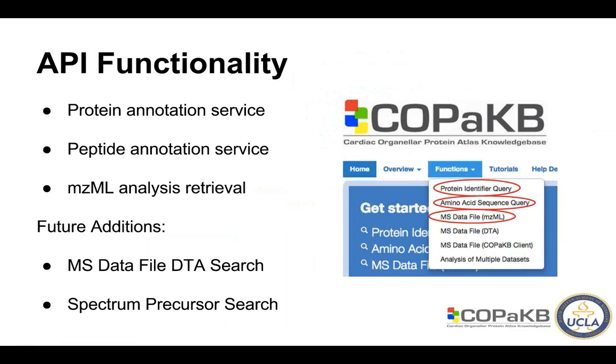And then we have our API that we're currently developing. We have 5 different functionalities, but we're focusing on the first 3: the protein annotation service, the peptide annotation service, and the MZML analysis service. Later, after we complete that, we'll be adding the MS data file DTA search and also the spectrum precursor search.